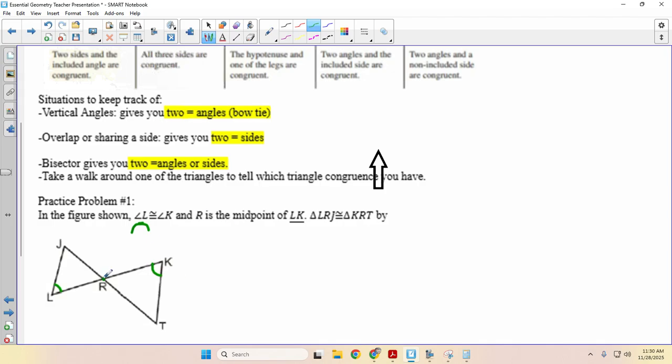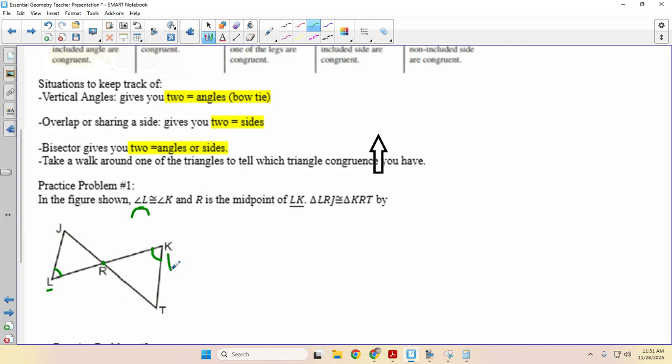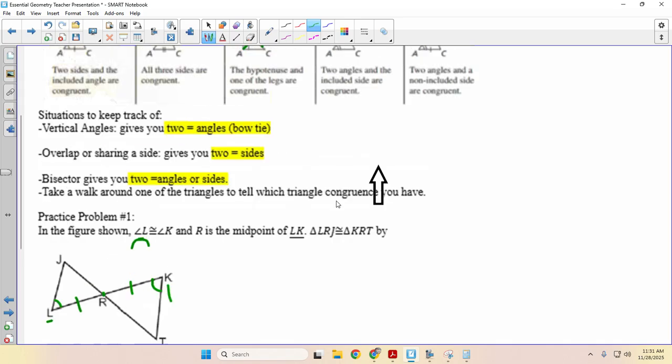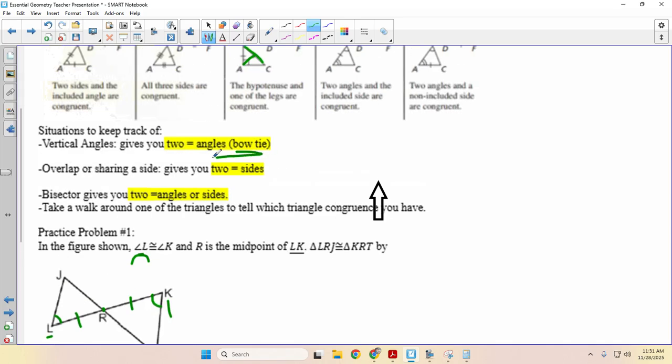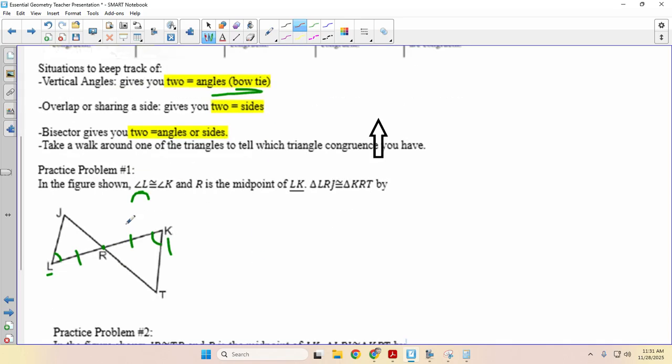R is a midpoint of LK. So a midpoint will create two congruent sides. It does say that this is a congruent triangle, so we're missing something. So let's go here. Vertical angles make a bow tie. So the middle of the bow tie will have the congruent angles. So we put two little rainbows to mark our congruent angles, and then let's take a walk around our triangle.